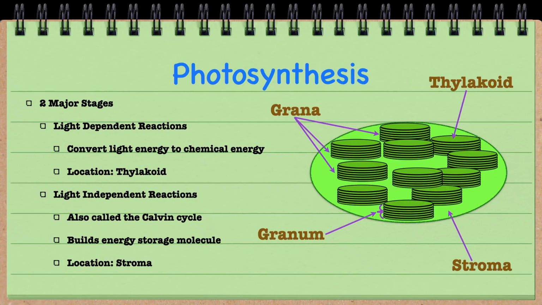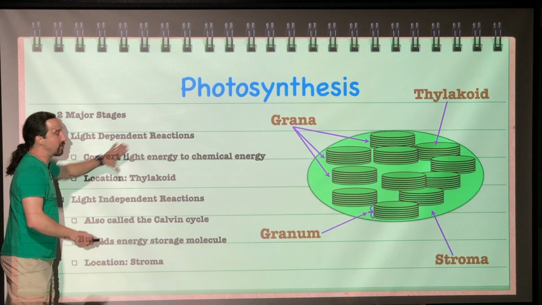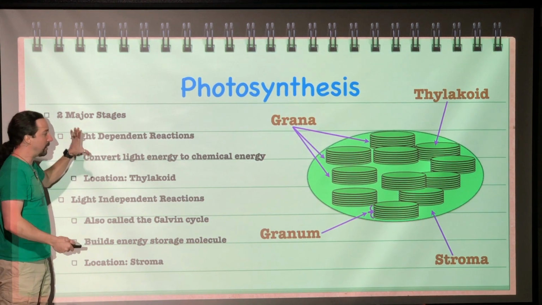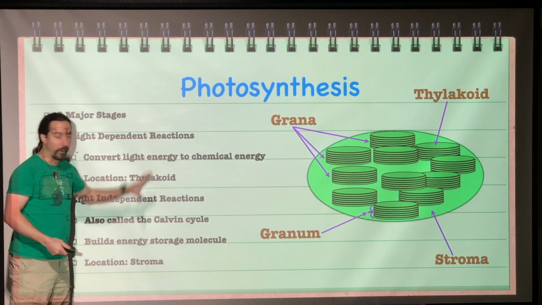That's where the chlorophyll is going to capture the light energy, so that way the light energy can be used and be converted to chemical energy. So this is where our energy conversion takes place. That's our light-dependent reactions, and that's going to be in the thylakoid membrane.